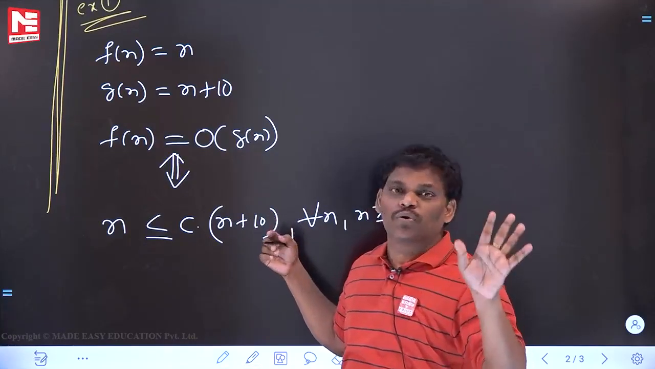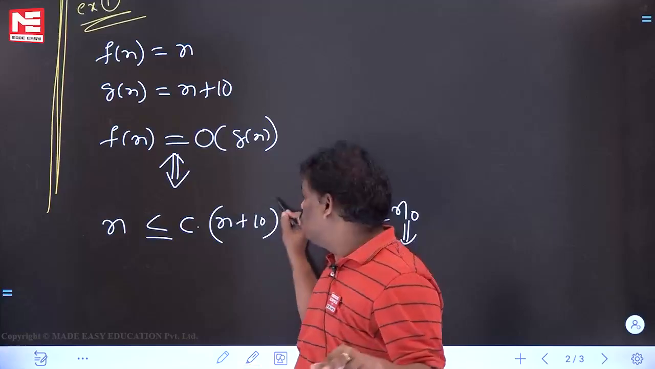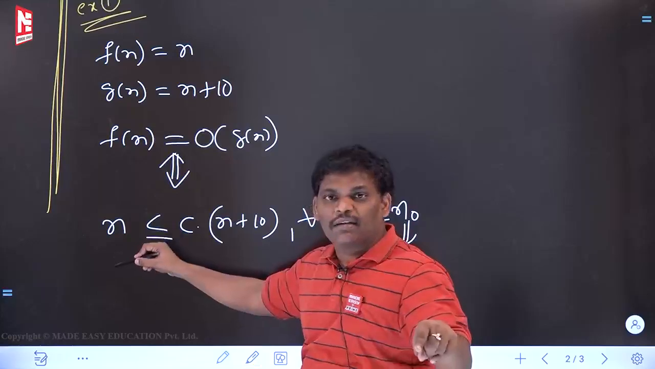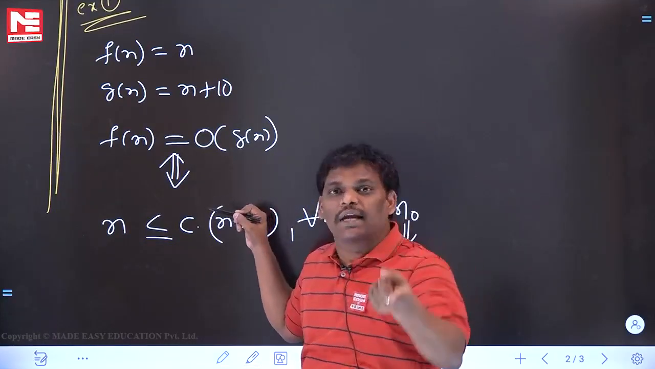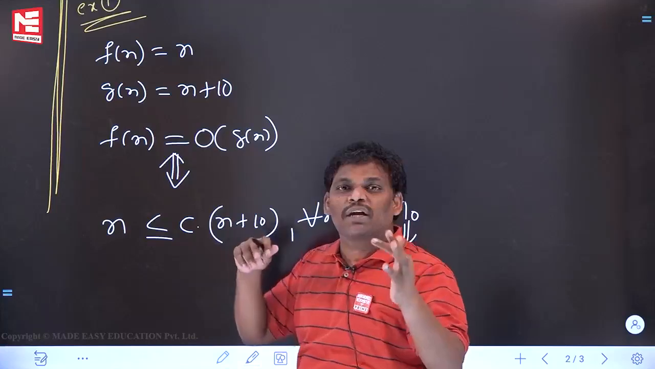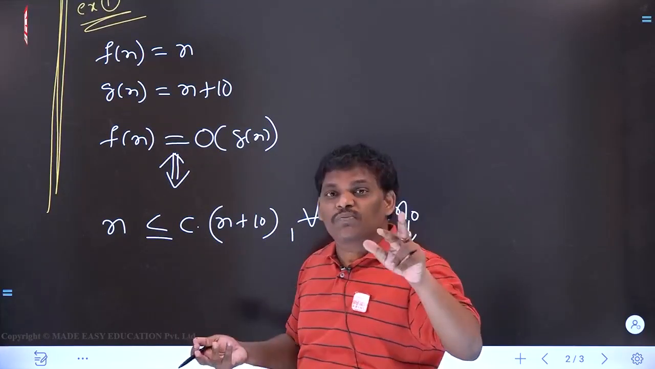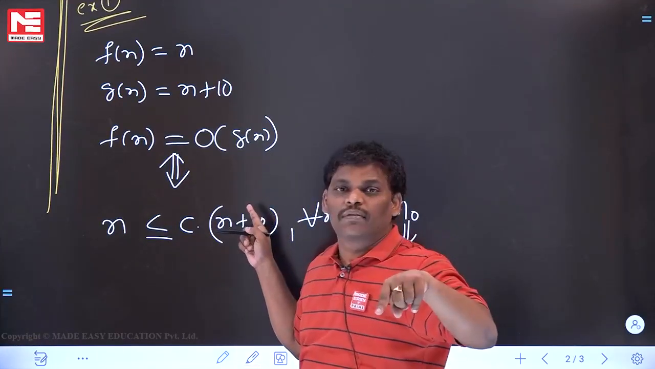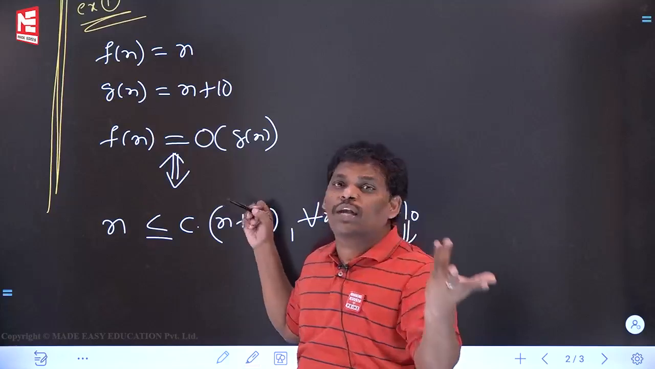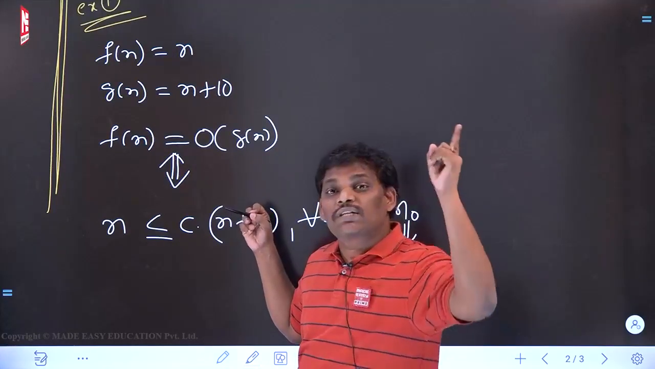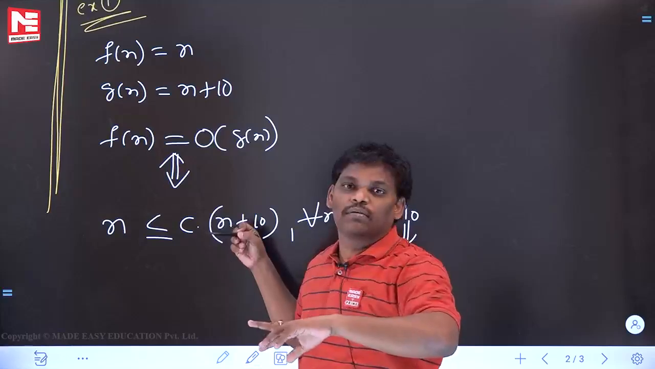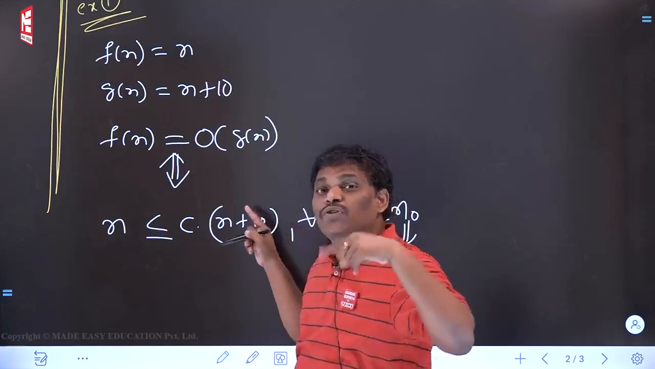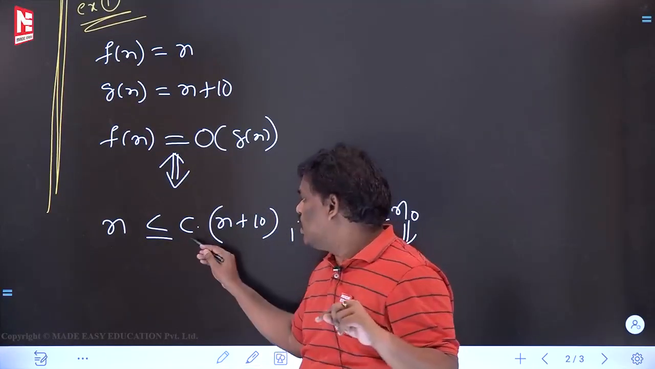Big O notation means I have to prove the right is greater. Left is n, right is n plus 10. The right is already greater, so no help is required. Sometimes the left is greater and the right smaller. According to this definition, I want to make the right bigger, but unfortunately sometimes the left is bigger. That time you can use C.